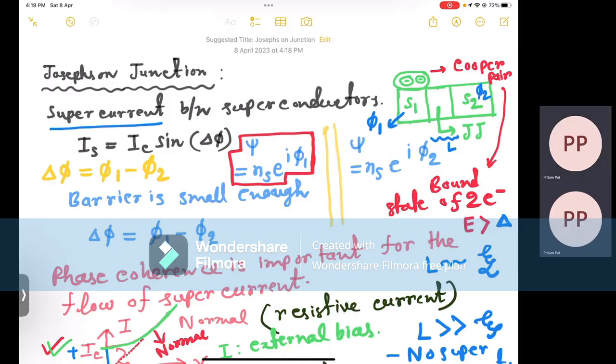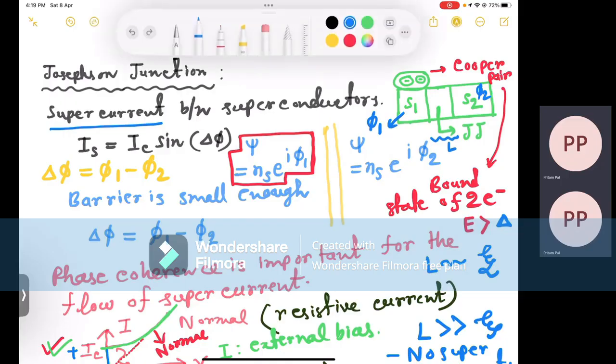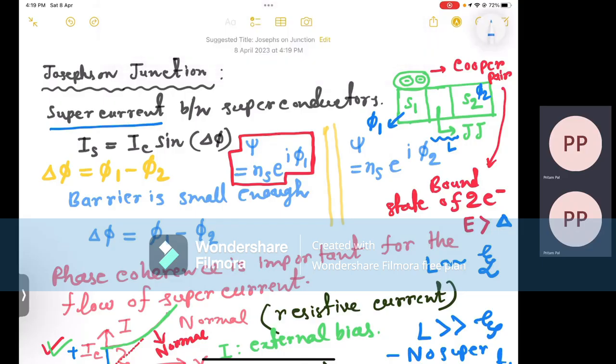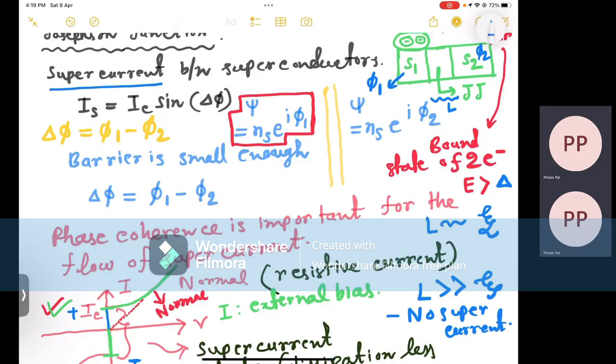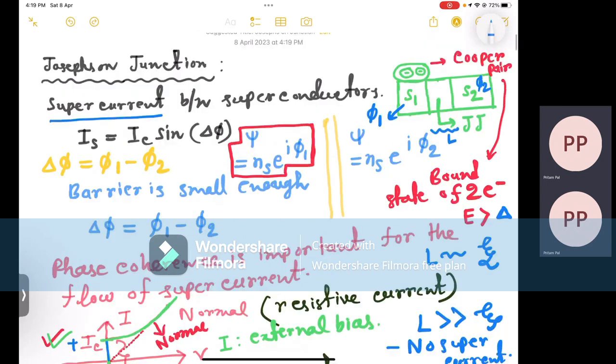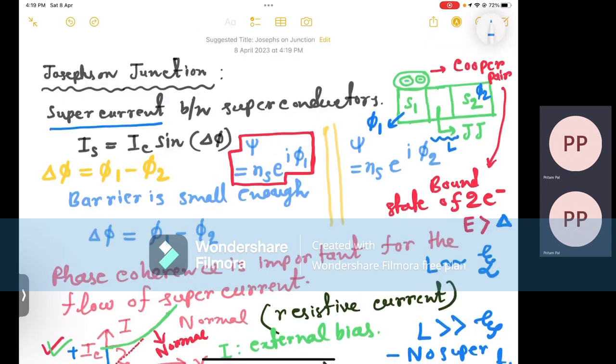So here we are bringing them close together, but we are not applying any voltage, as you can see here, right? So this is the first Josephson equation for this scenario. I is equal to IC times sine del phi. This will happen only when the barrier is very small. If the barrier is very large, the electron cannot tunnel.